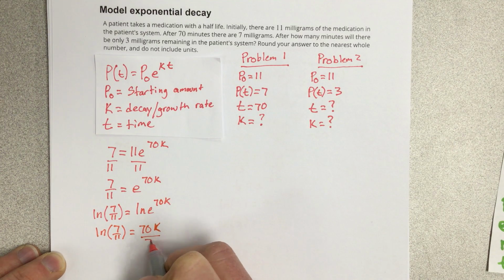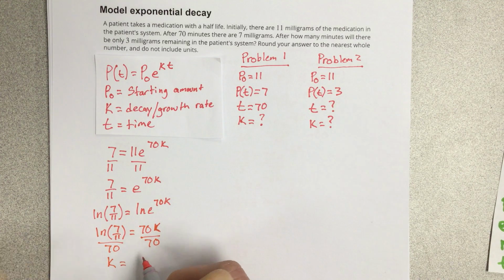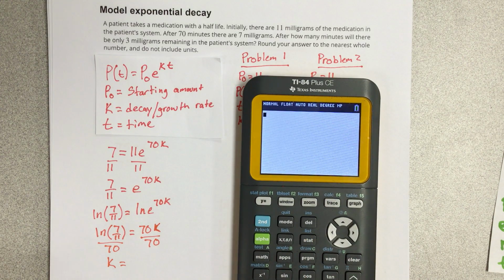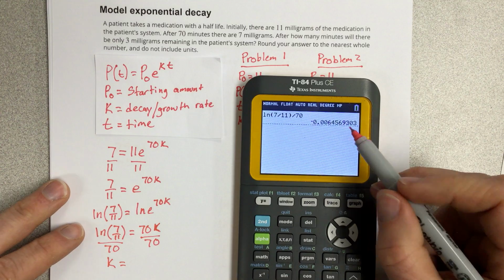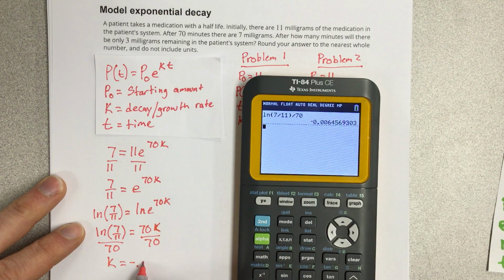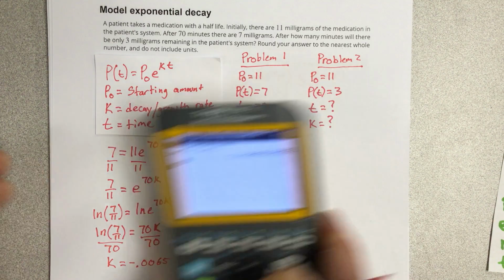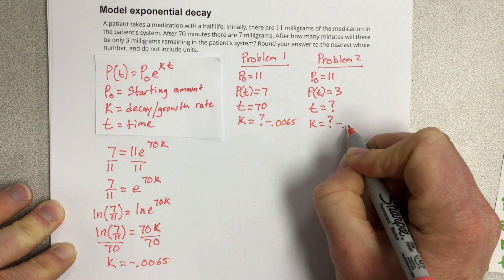Then we're going to divide by 70 on each side. And k is going to equal, we're going to plug that in the calculator, natural log of 7 divided by 11, divided by 70, gives us a pretty long decimal. I'm going to leave this in the calculator and use this for the rest of the problem, but for algebra purposes I'm going to write down a simpler version, so I'll just round it to 6.5 here and then use this as I do the algebra. So that means that we have negative 0.0065 for the k value for each of these.